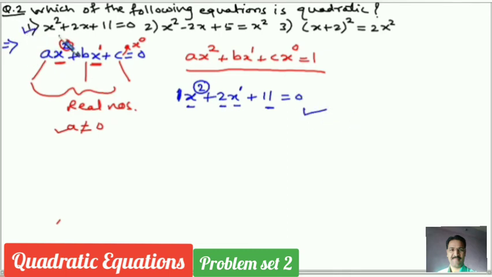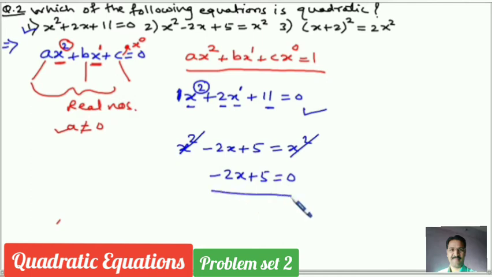What about this second one? Look here, x square minus 2x plus 5 is equal to x square. First of all, only these two get cancelled. Why? Because in both sides the x square term is there with the same sign. That is why here only minus 2x plus 5 is equal to nothing, means 0. Means it is not a quadratic equation.